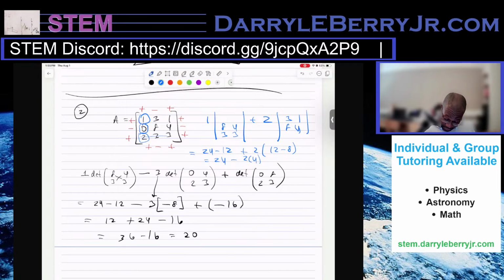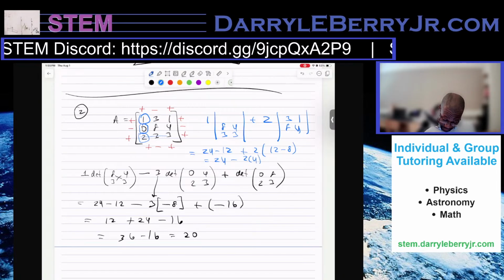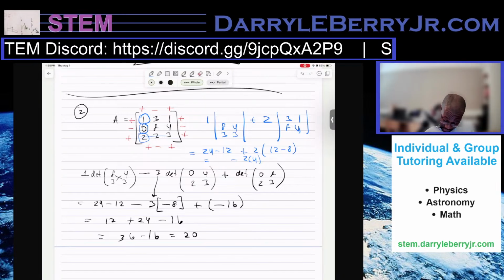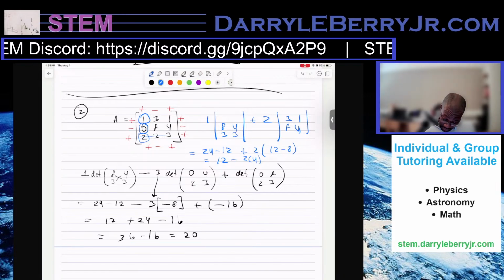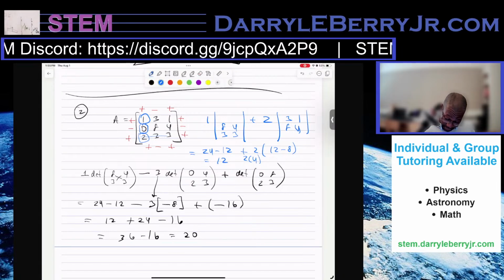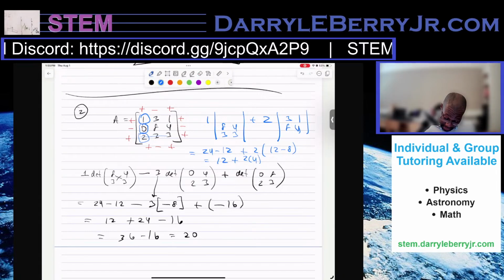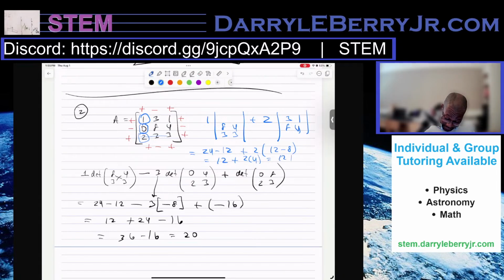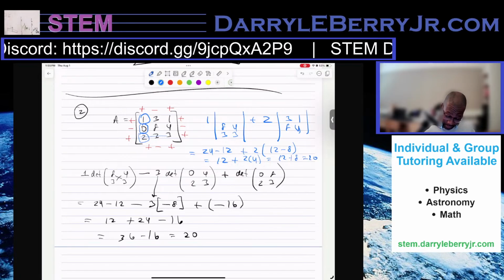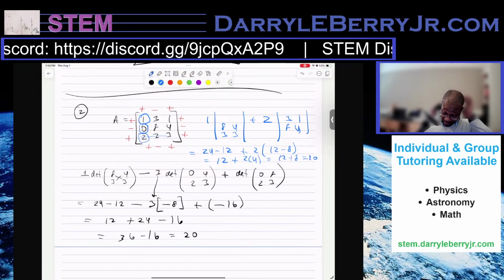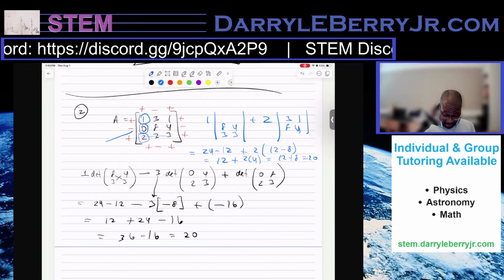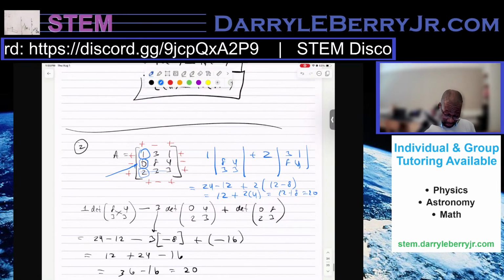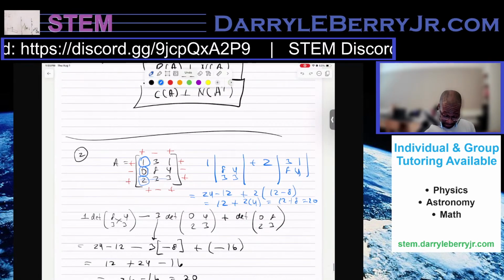So that equals, I did some wrong math somewhere. What did I do? 12 plus, so I did wrong, plus 2 times 4. So that's 12 plus 8. So that also equals 20. So I showed you two ways to do it. One way is easier because there's a 0. So that's how you want to do it on the exam because there's less time.